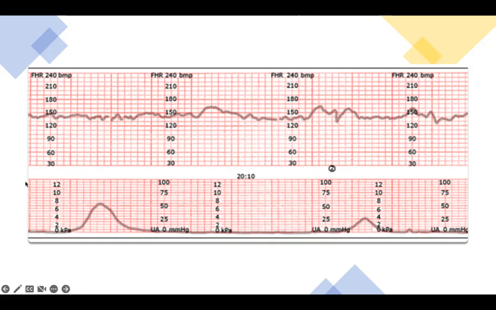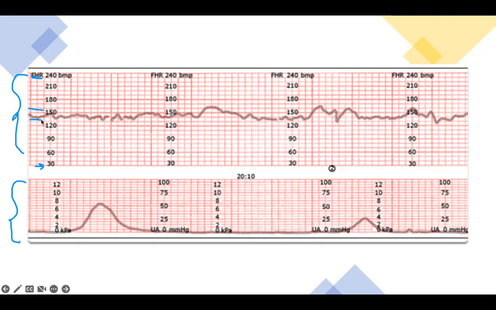There's two portions of it. This is for the mother, and this is for the baby. And these are the contractions of the mother. And these are the fetal heart tracing recorded. And there's numbers on top of it. And you can see there's fetal heart over here, 240, that's the maximum. The minimum is 30. So this is the range, and this is the range for the baby.